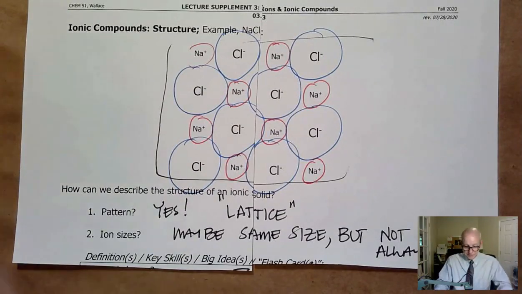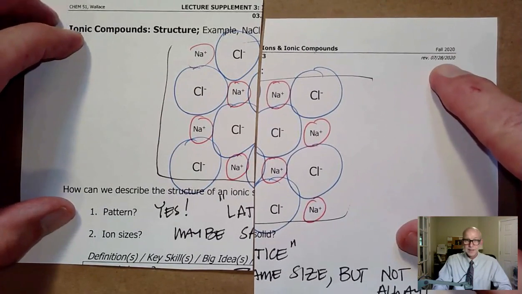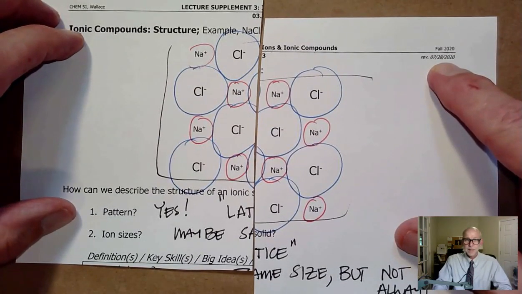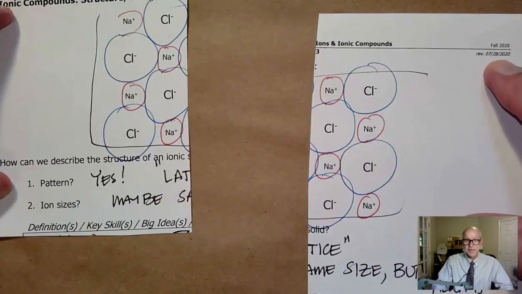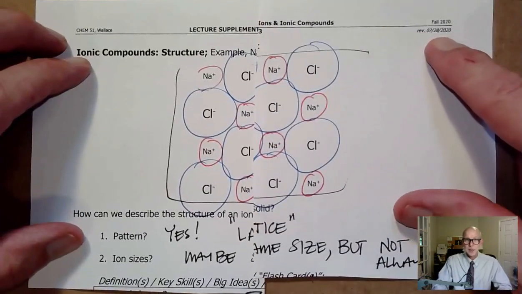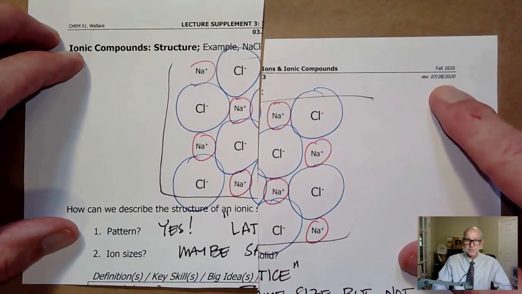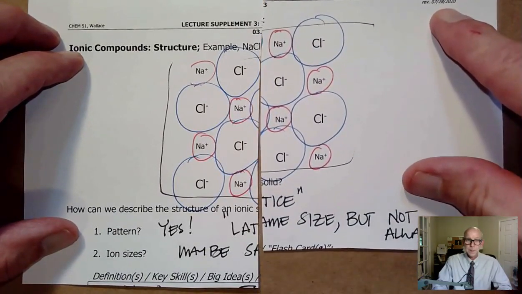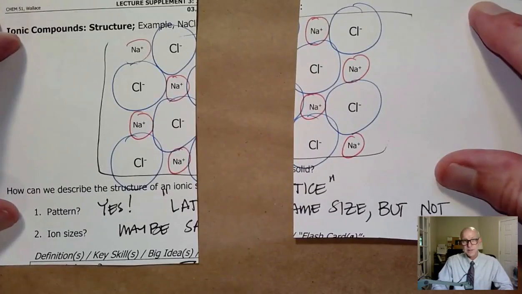Now imagine I hit this thing with a hammer and I smashed this down like that. Now I've got plus, plus, minus, minus, plus, plus. Boom, it just flies apart. Why are ionic compounds brittle? Well, if you hit them and get everything to shift over, all of a sudden we've gone from attraction all the way through to repulsion, and they go apart.